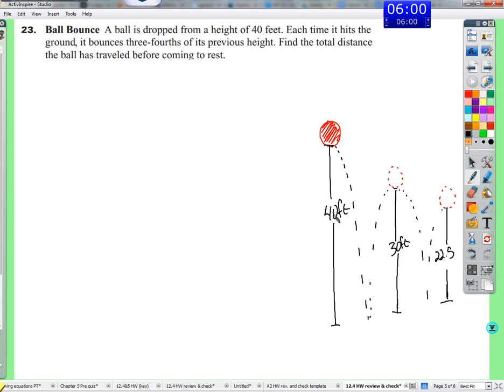We have three terms in this series. First it falls 40, and then it comes up, right? And it's going to fall another 30, and it's going to fall another 22.5, and on it could go forever. So how far does it travel in all when it's all done?